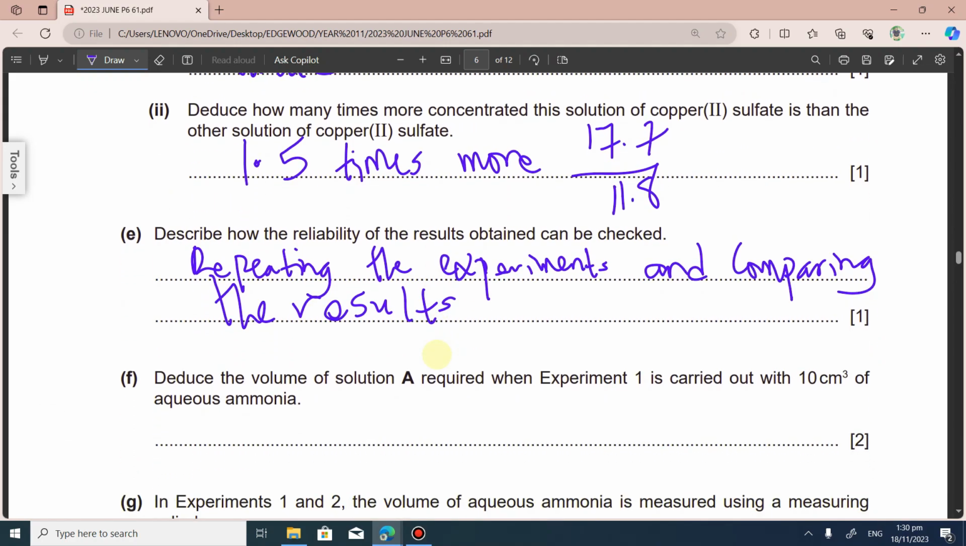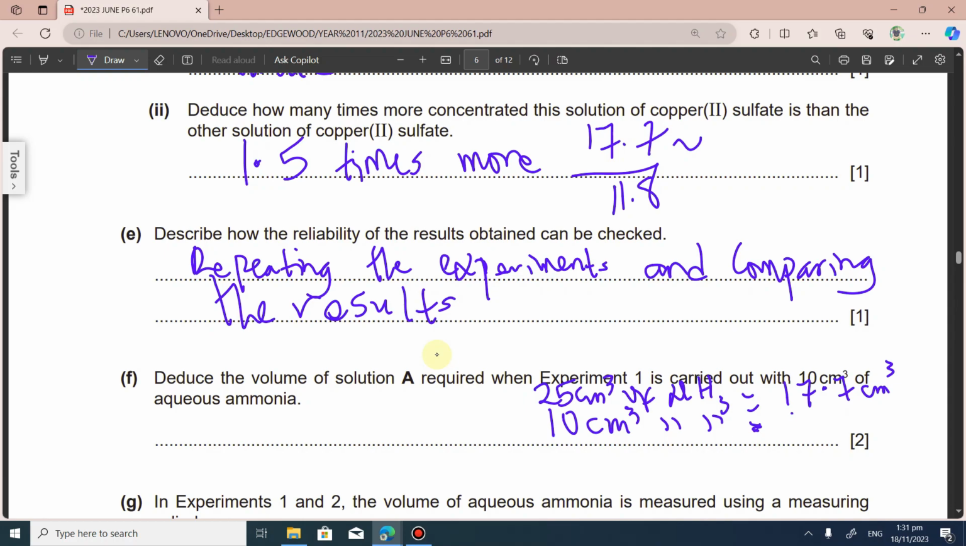Reduce the volume of solution A required when the experiment 1 is carried out with 10 centimeter cube of aqueous ammonia. So we are looking at solution A again. And remember that the titer value of solution A was 17.7. What was the volume of aqueous ammonia used to obtain 17.7? Remember that 25 centimeter cube of ammonia was used to obtain 17.7 centimeter cube. Okay? So what volume will now be required if we had used 10 centimeter cube of ammonia? That is what the question is asking.